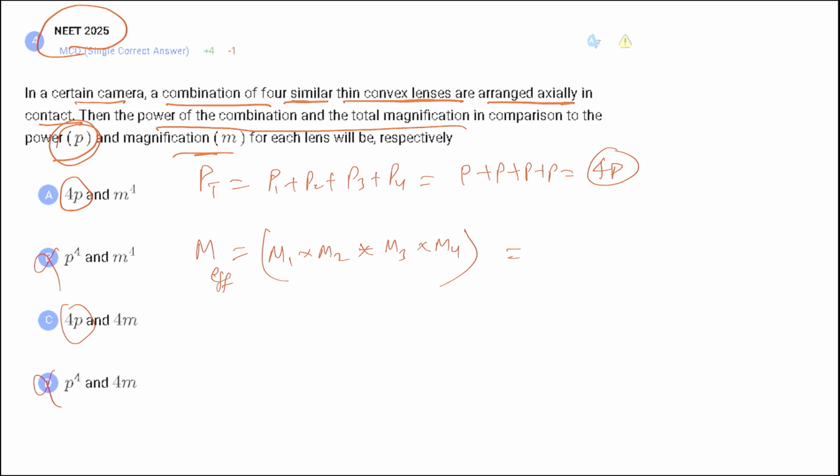So we can say that it is m to the power 4, because each magnification is m. So I think option number 1 is wrong. Sorry, option number 1 is correct and the rest of the options are wrong.